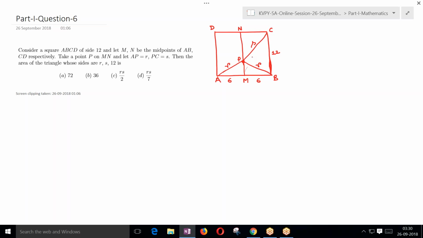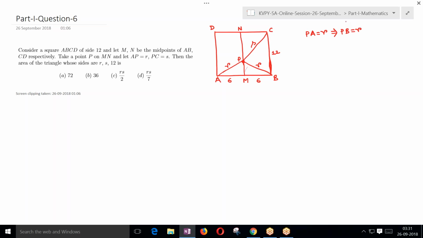It is all quite obvious, right? Why is it quite obvious? Because M is the midpoint. So if M is the midpoint, then any point on that line should be equidistant from the two extreme points A and B. So if PA is equal to R, then obviously this implies that PB should also be equal to R.